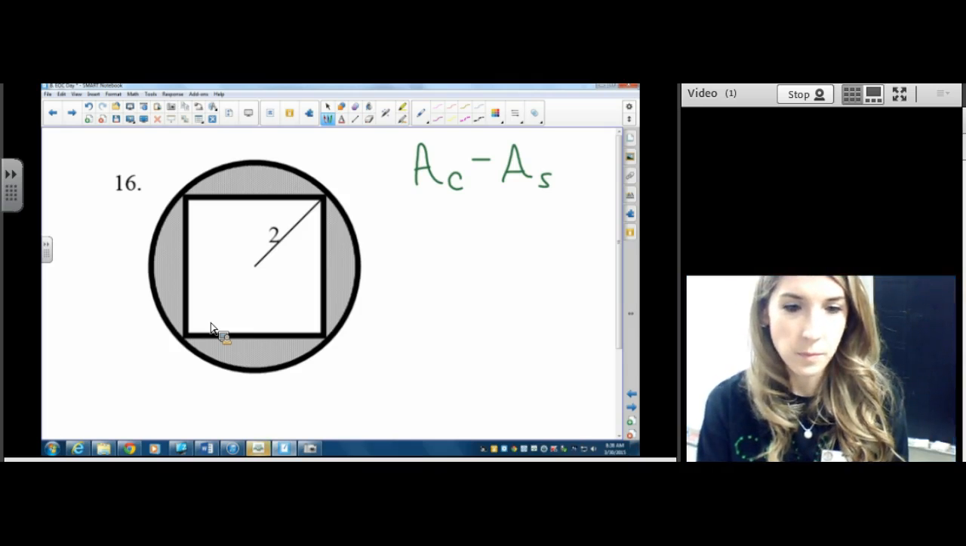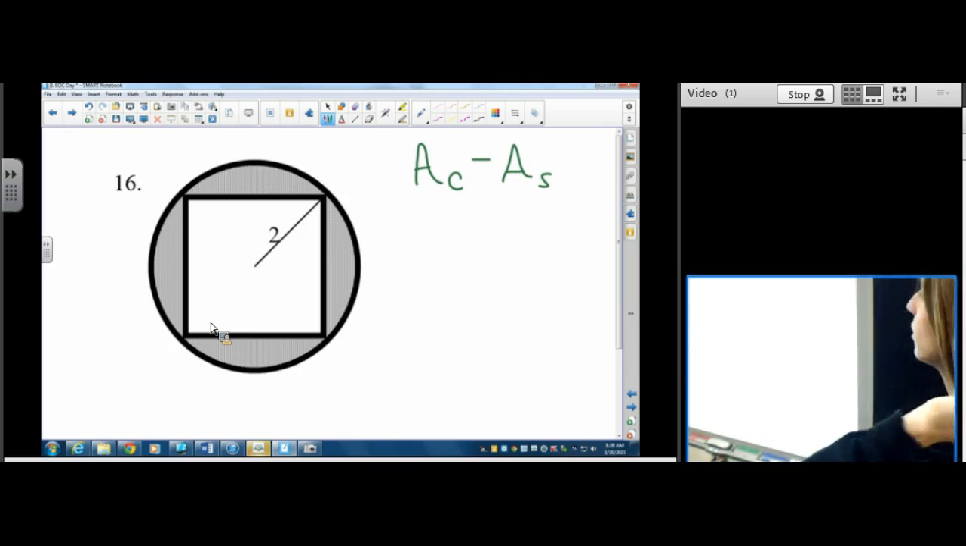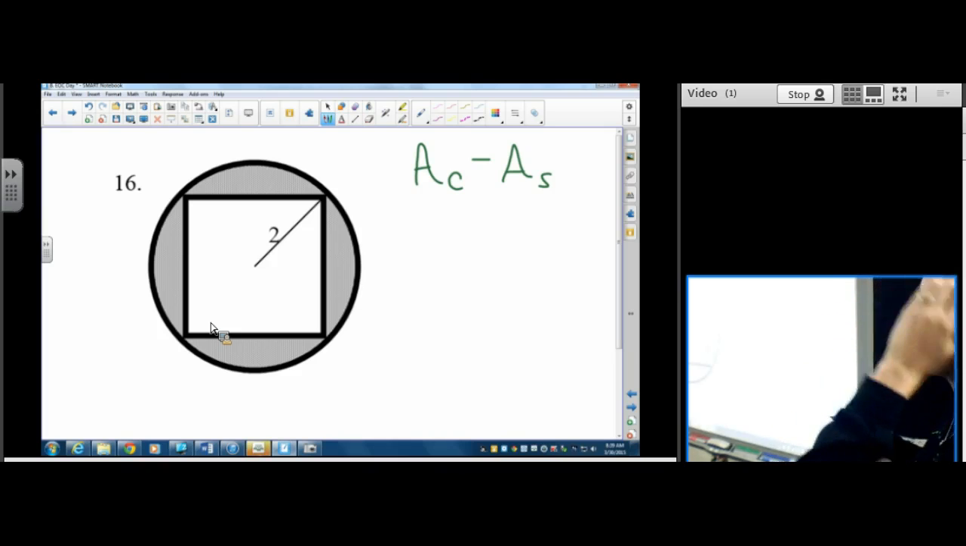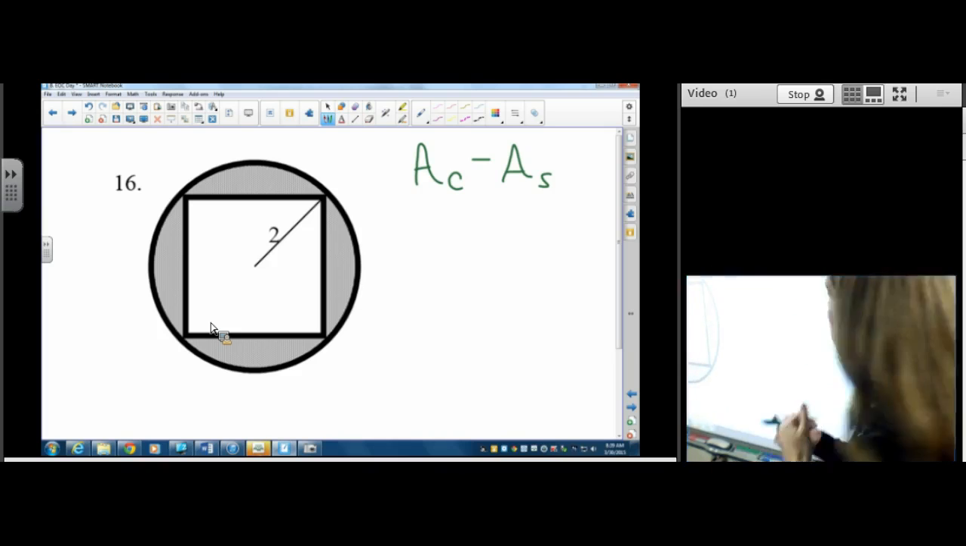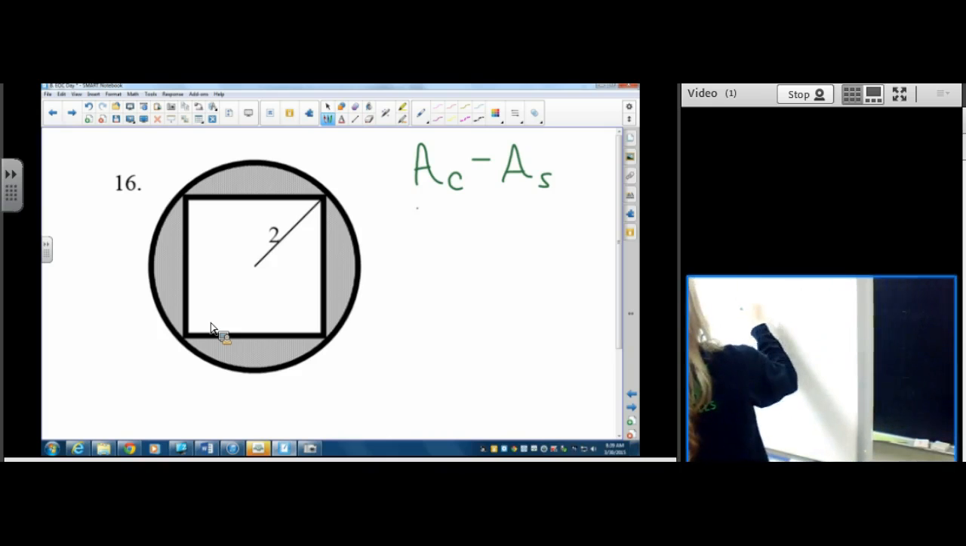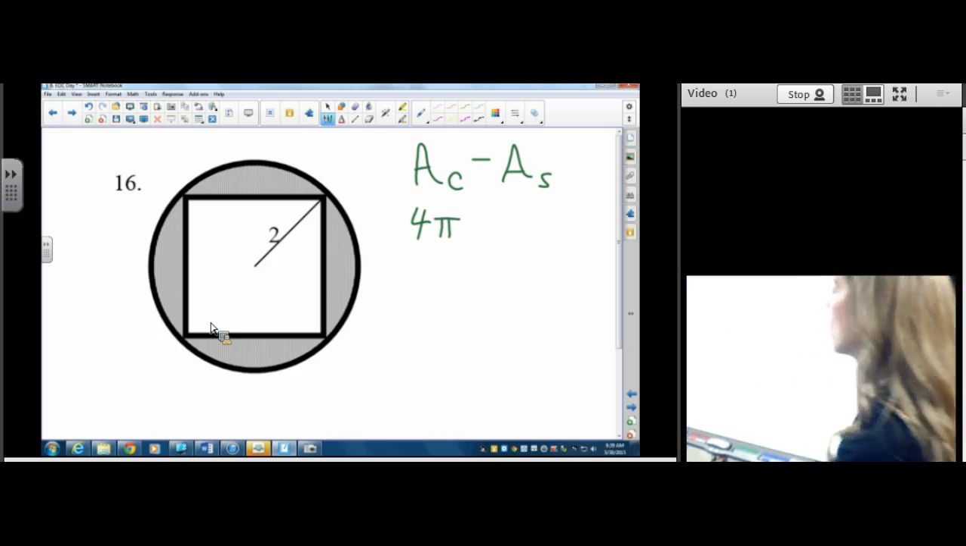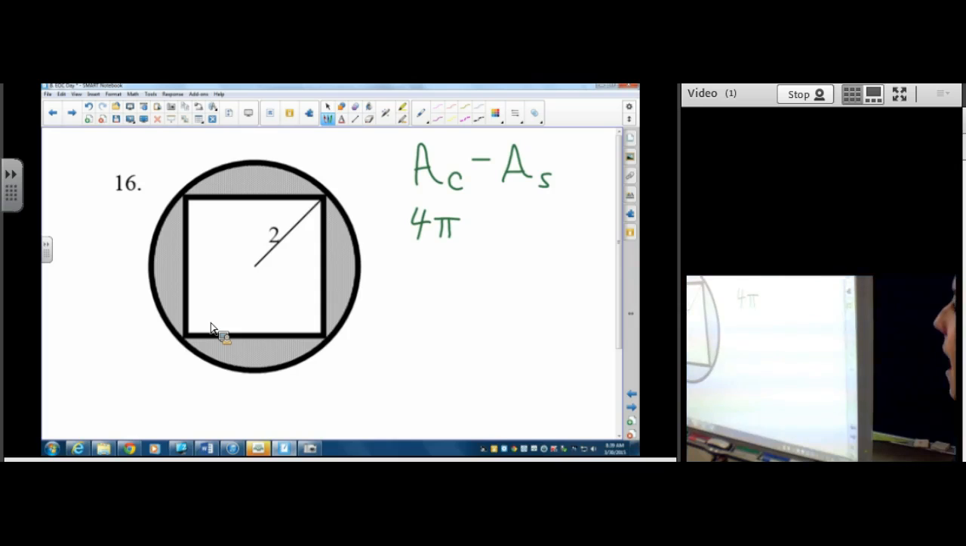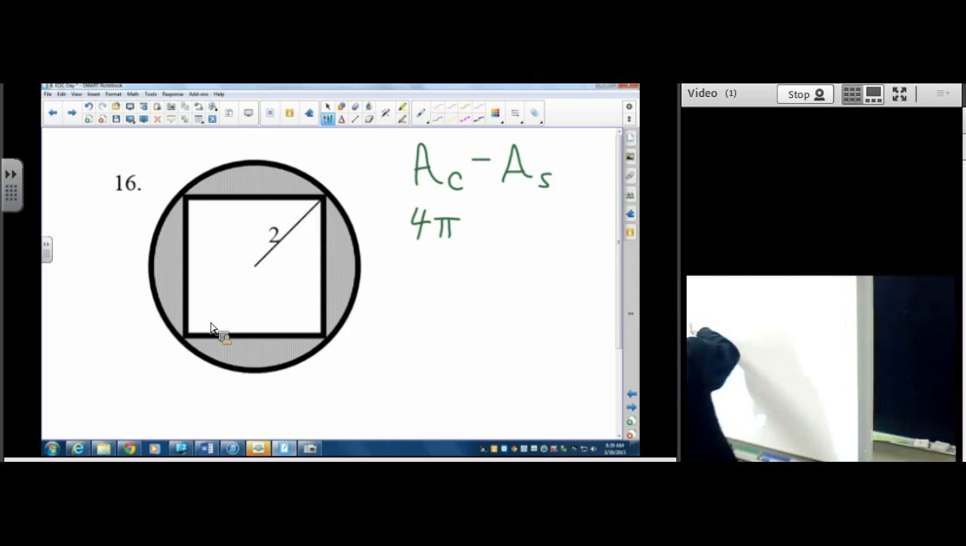Okay? So let's do the area of the circle first. We just did the area of a circle with a radius of 2 in our last problem. So pi r squared, we know the area of the circle is going to be 4 pi. Now we have to find the area of the square. I recommend drawing another radius, which is also 2. 2 root 2.